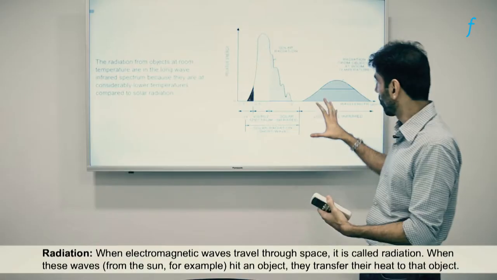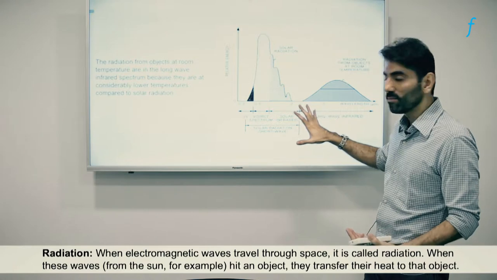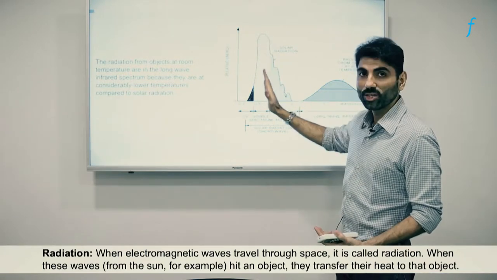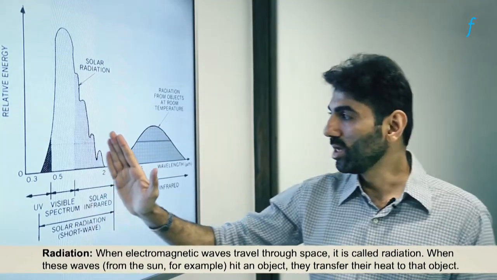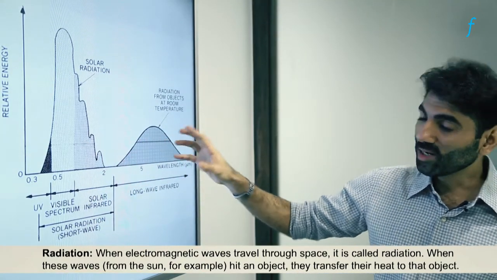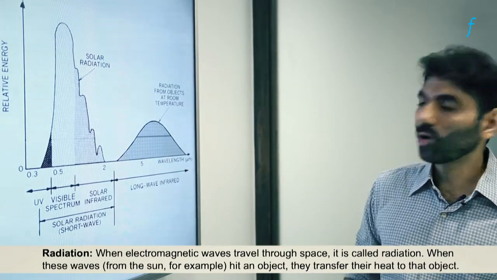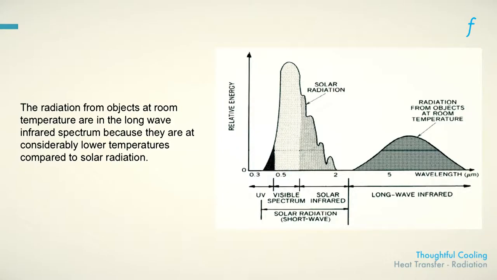So for example, when a wall gets heated by the sun, which comes in the form of this high energy, short wavelength radiation, the heat is eventually transmitted back into space or into other objects in the form of long wave, low energy radiation.